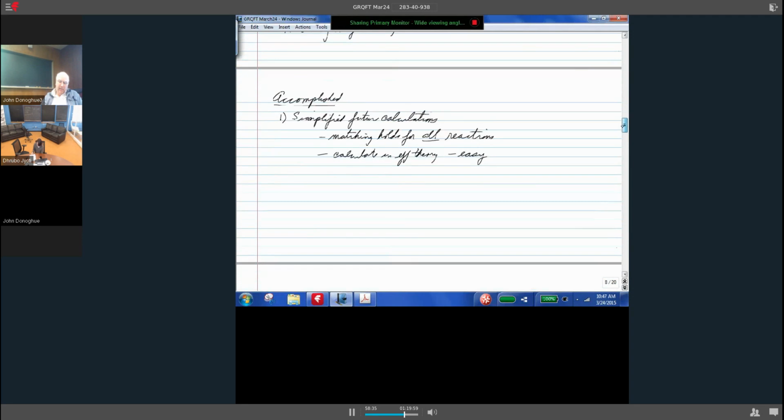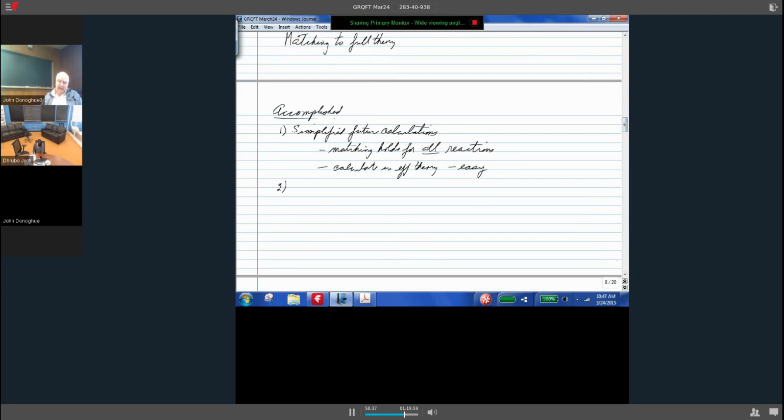We've simplified further calculations. Okay, so this one, since we did it out in detail, it was painful to do that in detail. But let's imagine you wanted to do another process. In the full theory, you'd start with a full Lagrangian, and you'd start grinding the whole calculation once again. In the effective theory, you can just do the simpler calculation. You just do the simple bubble.